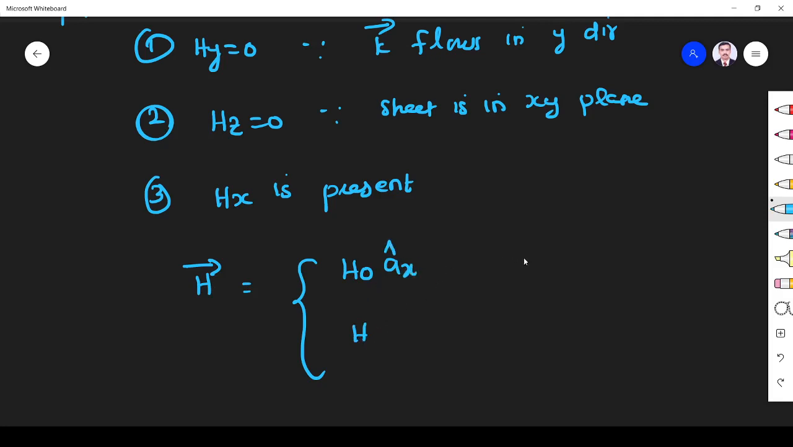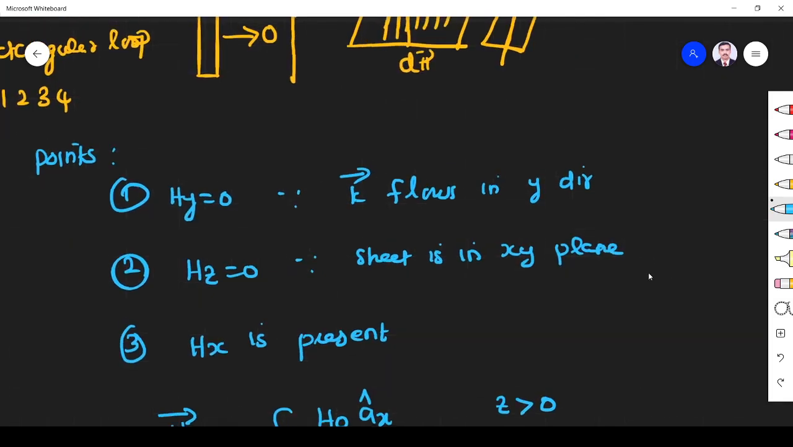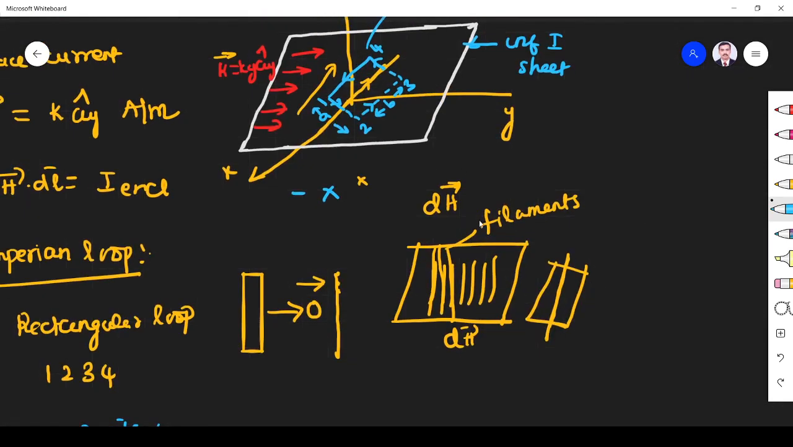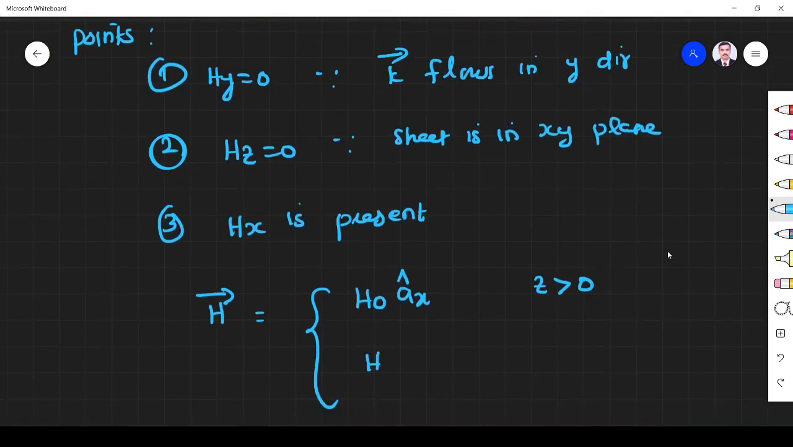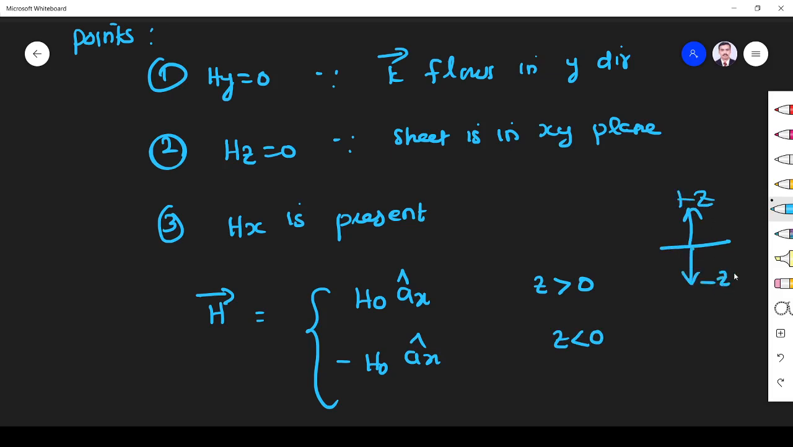Similarly, it is for Z greater than 0. Why? The sheet will produce a magnetic field above the ground or below the ground. So above the ground, Z is greater than 0, and in that the X component is H0 Ax. Below the ground, let us assume it is minus, opposite. The sheet is here, above the ground. This is the positive Z direction, this is minus Z. So only the X component is present, given by H0 Ax in the positive Z direction.